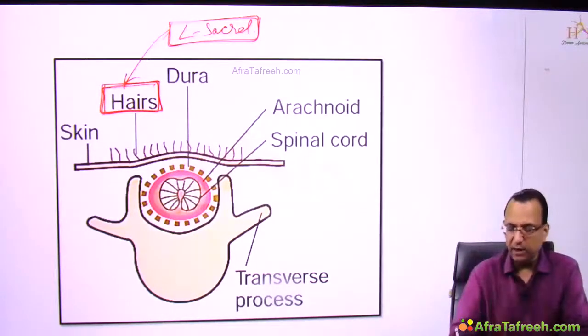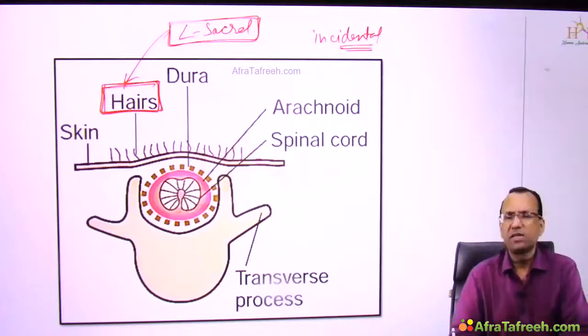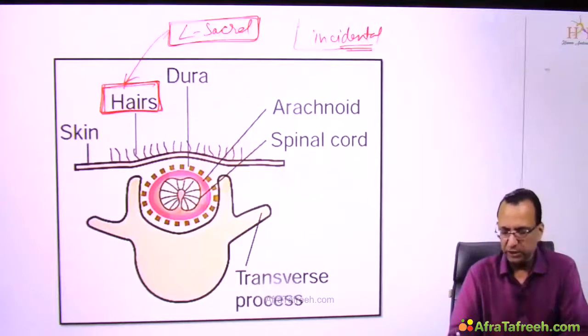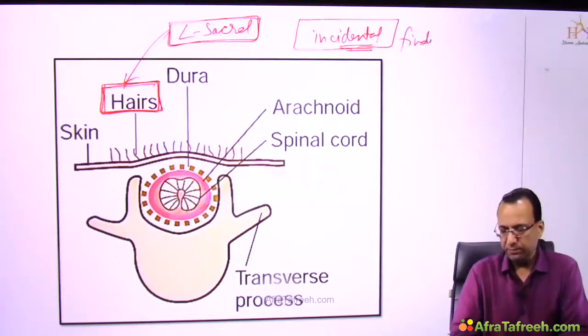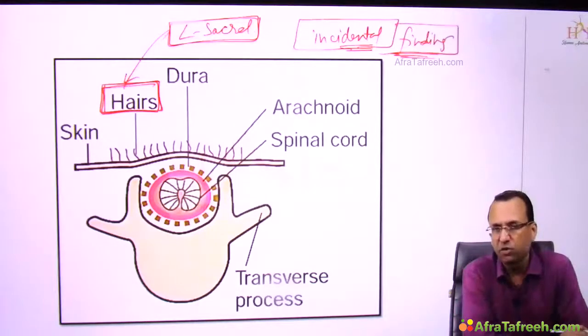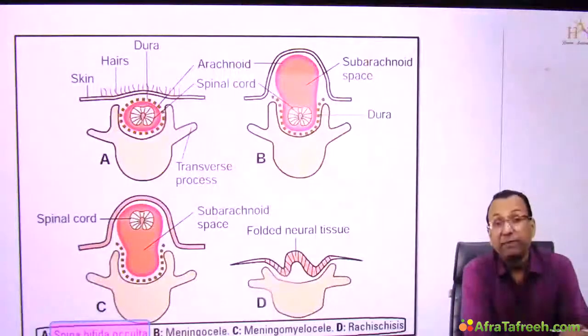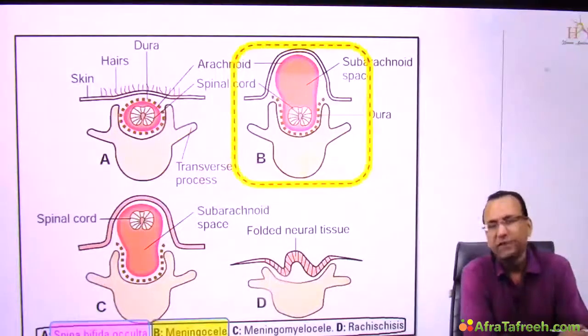It is an incidental finding. What is an incidental finding? It means I was just taking some X-ray and I just found that the patient has some problem here, and it is called spina bifida occulta. Otherwise it is hidden. Even the patient doesn't know. It is asymptomatic. Okay, what about the next one, which is spina bifida cystica with meningocele?